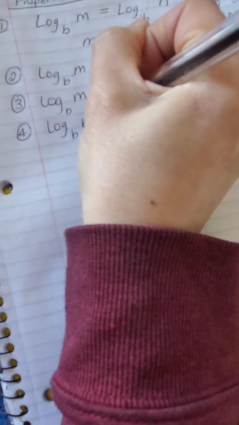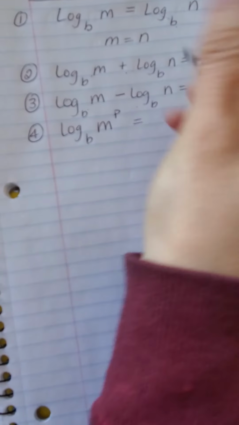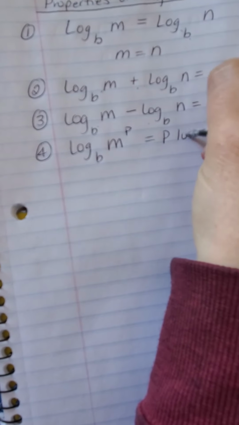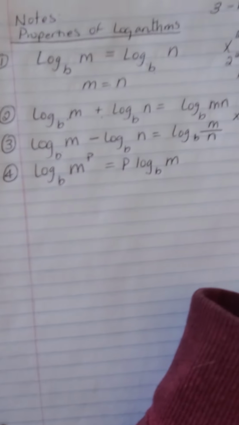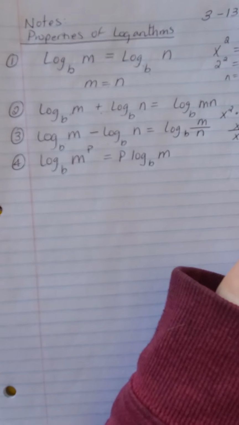Property 4, this is the last property. It states that if you're given log base b of m raised to a power p, then you're allowed to take that power, move it all the way to the front of the logarithm, and multiply the power by the logarithm. Those 2 statements are equivalent to each other. Okay, so these are the 4 properties. You can kind of highlight those or put them on a note card.